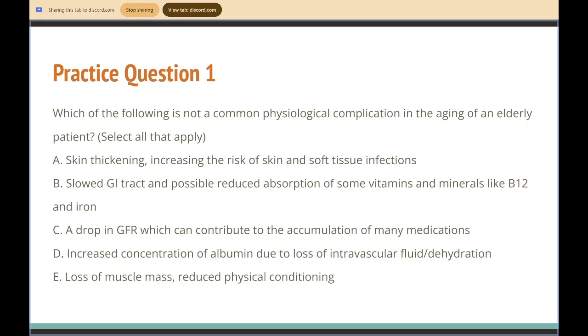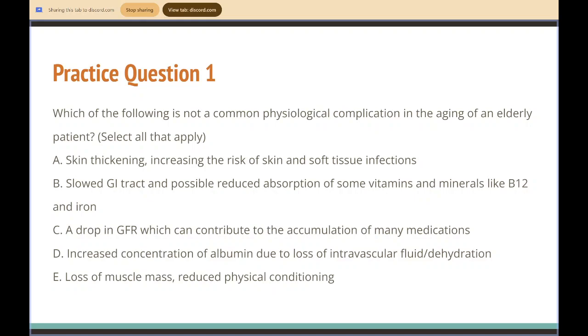Now, choice D. D is a correct answer choice. There is not an increased concentration of albumin. There is a lower level of albumin, more likely with malnourishment. This can increase the free fraction of many drugs, such as warfarin. And then choice E is correct as written. There is loss of muscle mass and there is reduced physical conditioning. So if you chose A and D, good job.